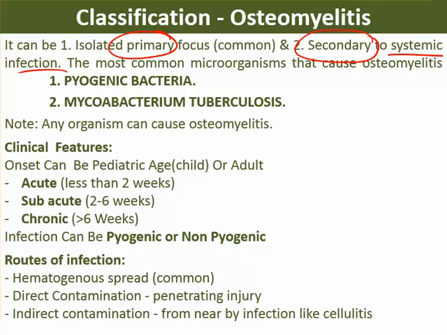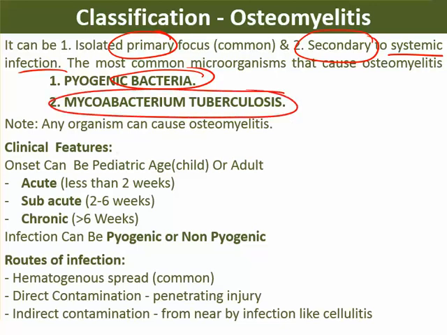The most common organisms which produce osteomyelitis are pyogenic bacteria. Pyogenic means pus producing, fever producing bacteria, and Mycobacterium tuberculosis. Mycobacterium tuberculosis can also affect the joint, especially the spine. But remember, any organism can cause osteomyelitis. On the basis of clinical features, they classify whether it is pediatric osteomyelitis or adult osteomyelitis.